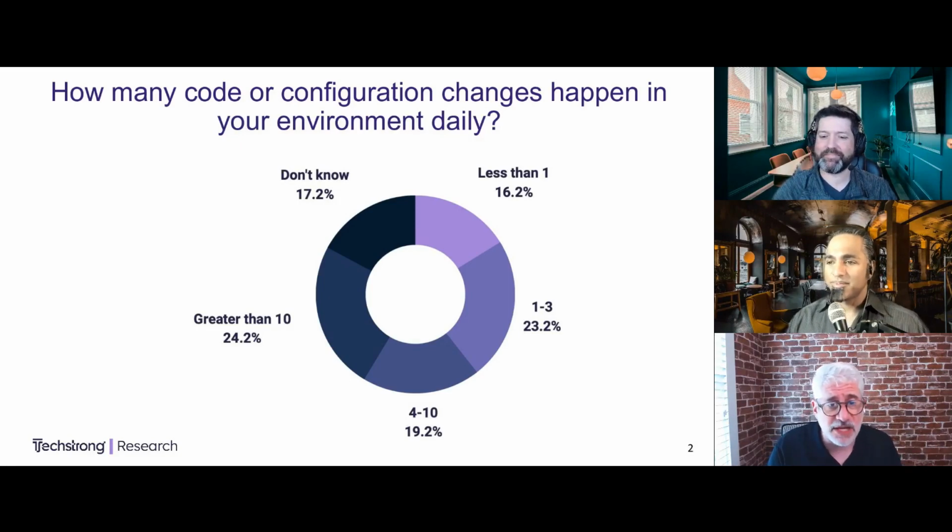But 16% have less than one, right? 23% have 1 to 3, 19% have 4 to 10, and 24% have greater than 10 code or configuration changes daily, right? So the good news is people are doing stuff. The bad news is, are they doing the right stuff, right? Or are they creating problems, right?